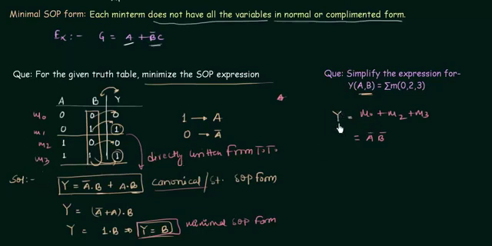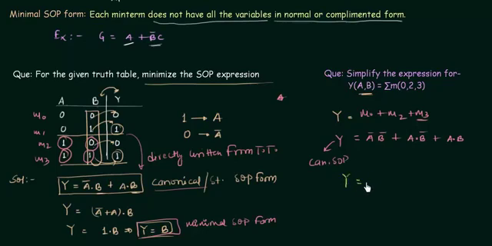M0 is there, it means the function y is high for the first case. So I have written A complement B complement because A is 0, B is 0. In the same way for M2 you can see A is 1 whereas B is 0, so I will write A B complement, and for M3 you can see A is 1 as well, B is 1. So I have A B. So this is my canonical SOP form, and I will use Boolean algebra to minimize it.